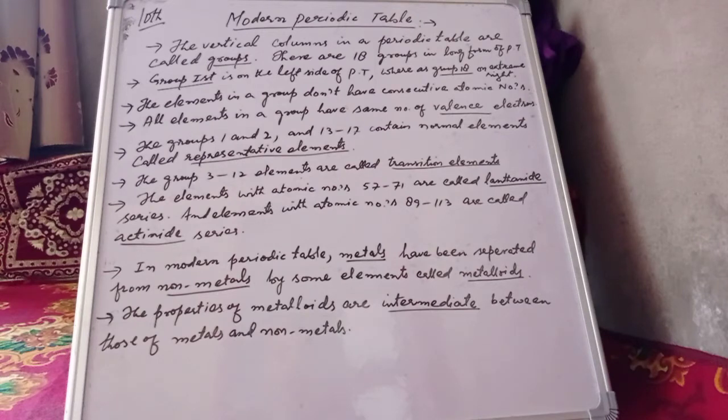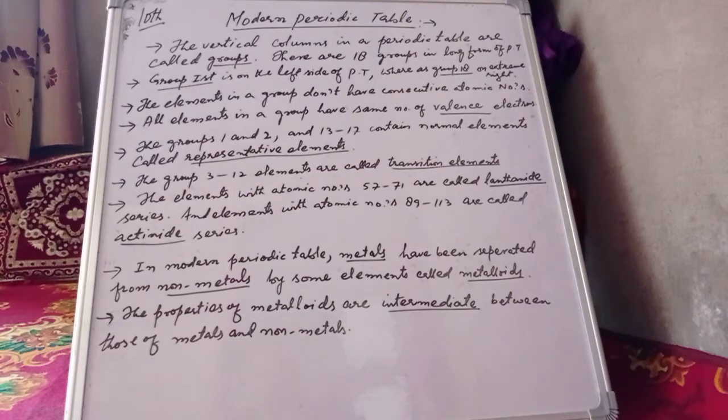So we were discussing some characteristics of the modern periodic law in the previous lecture, and I had given you the detailed information that this modern periodic table was prepared by Niels Bohr, and this law was given by Henry Moseley. So dear students, I have also talked about the periods, the horizontal rows in the modern periodic table.